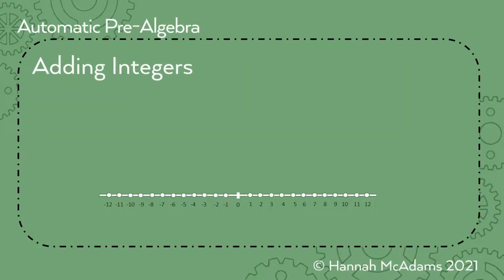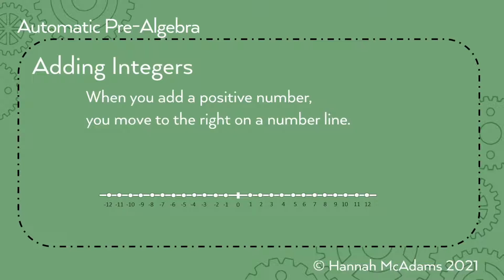So adding integers. The first thing you need to know is when you add a positive number, you go to the right on the number line. So for example, 3 plus 4. We start at positive 3, and then we go 4 dots over. What is our answer going to be, Ellie? 7. 7.